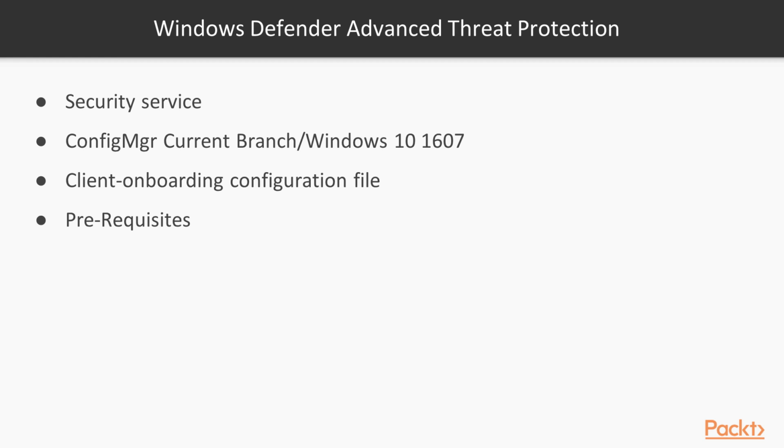Endpoint Protection can help manage and monitor Windows Defender Advanced Threat Protection. ConfigMgr policies can help you to onboard and monitor Windows 10 version 1607 computers. By adding and deploying a client onboarding configuration file, ConfigMgr can monitor deployment status and Windows Defender ATP agent health. The prerequisites are as follows. You need a subscription to the Windows Defender Advanced Threat Protection online service. Client computers must be running Windows 10 version 1607 and later, and client computers must be running the Configuration Manager 1610 version or later of the client agent.